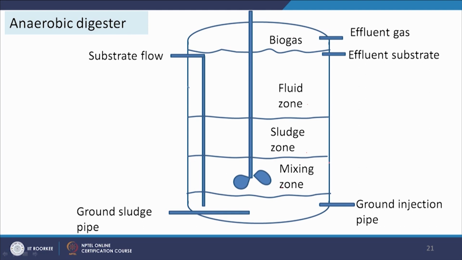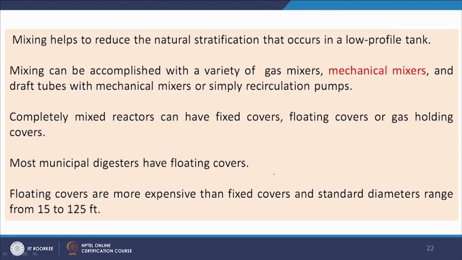If we do not mix it here, there will be some sort of stratification. So, to maintain uniformity, some mixing is necessary. Mixing helps to reduce the natural stratification that occurs in a low profile tank. Mixing can be accomplished with a variety of gas mixers, mechanical mixers, draft tubes with mechanical mixers, or simply circulation pumps, but we will not provide oxygen for this purpose, because that would be detrimental to the microorganisms and the production of biogas.